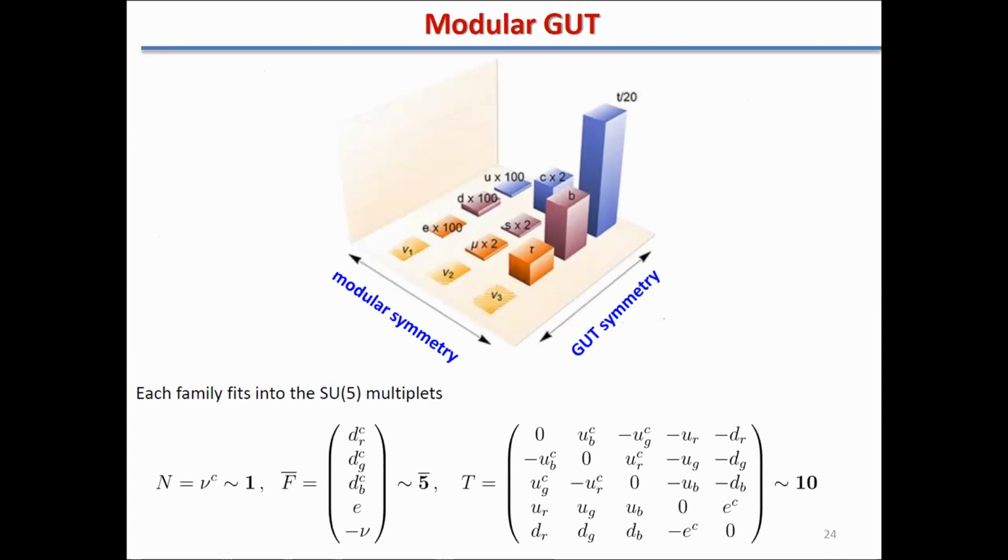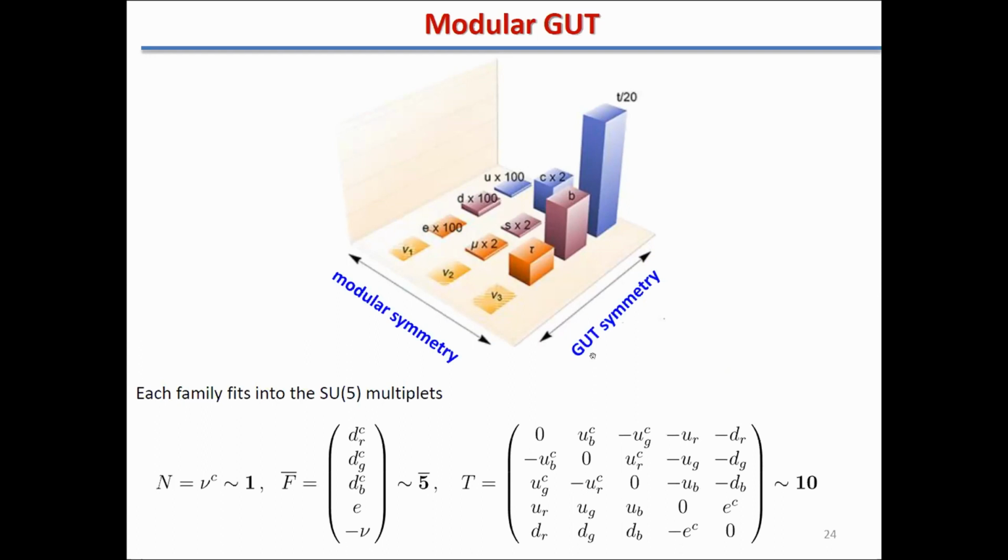Then I go to another possible way to extend the modular symmetry: the modular GUT. We want to combine two symmetry approaches, the modular symmetry approach and the GUT symmetry approach. The GUT symmetry can unify the quarks and leptons, and the modular symmetry gives the flavor structure of the 3 generations.